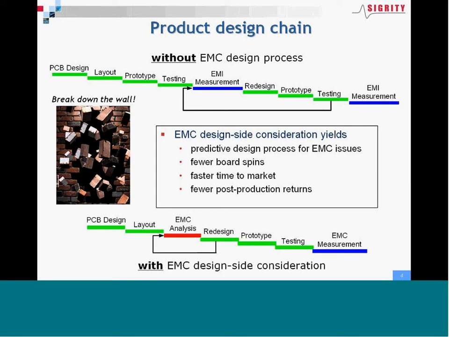But if you look at the bottom, what we suggest is a flow that includes EMC analysis in the initial design of the board. For example, if you can augment your signal integrity verification and sign-off with an emissions sign-off, then you have a chance to redesign for the emissions before you ever do a physical prototype. You should be able to significantly reduce the number of physical prototypes done late in the design process. This predictive design procedure yields fewer board spins, faster time to get the product done, and fewer post-production returns for signaling conditions that you didn't test in your EMC compliance testing.